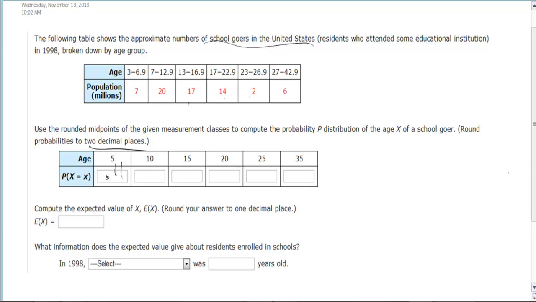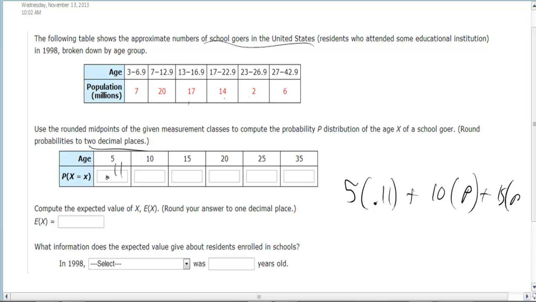So now, computing expected values. How do you compute expected values? The value times its probability plus the next value times its probability plus the next value times its probability, and so on and so forth. And that'll give you your expected value.